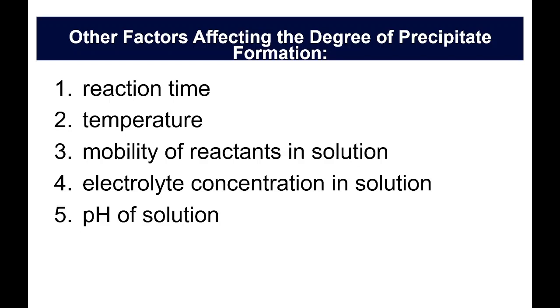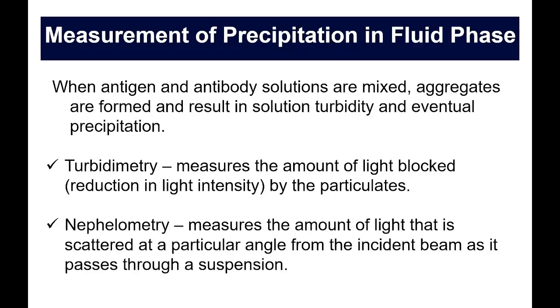And number 5, we have pH of solution. For optimum reaction, generally the pH is adjusted close to physiological pH, that is about 6.5 to 7.5. For the measurement of precipitation in fluid phase, we can perform either turbidimetry or nephelometry.